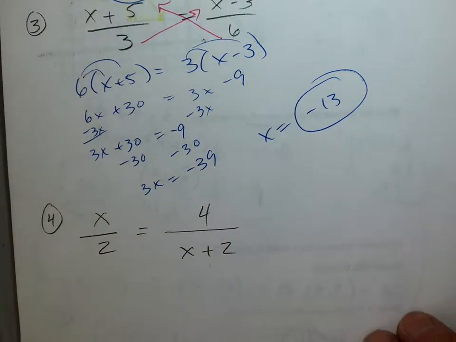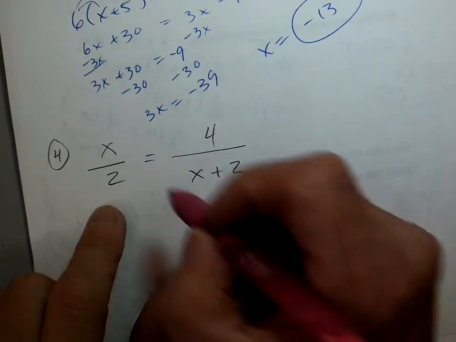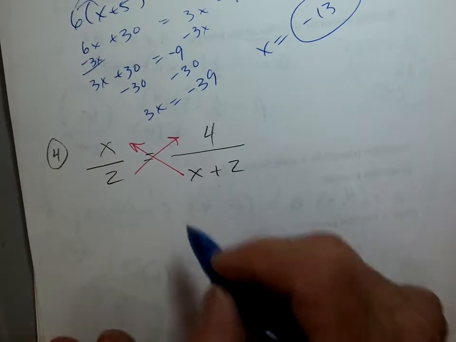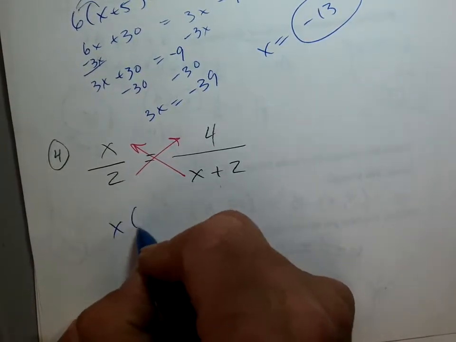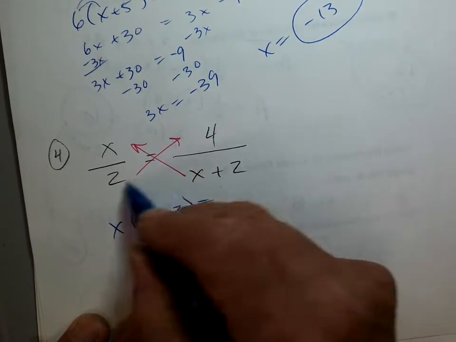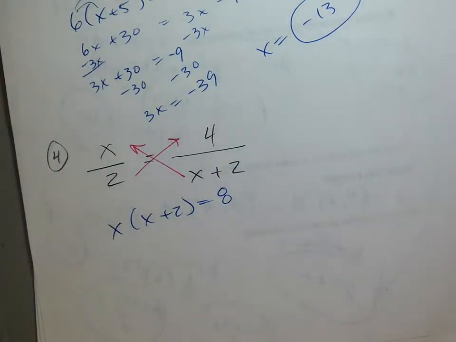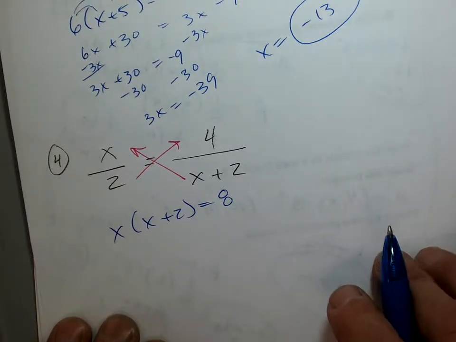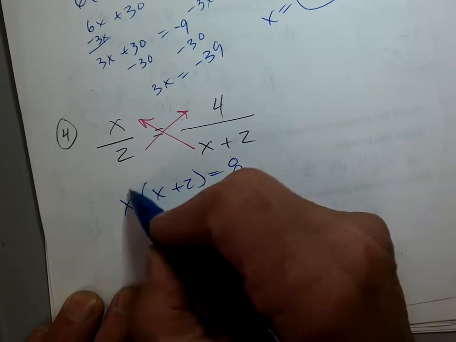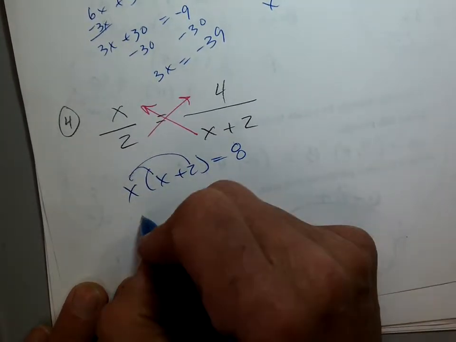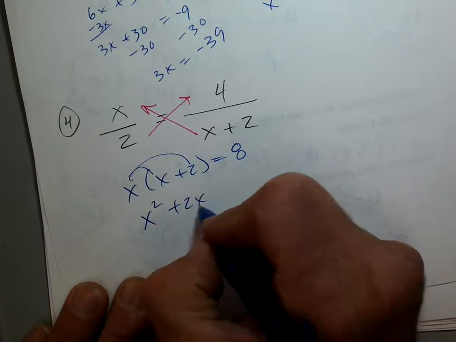How about number 4? Am I going too fast? Okay, cross multiply, right? Fraction equal to a fraction. This times this equals this times this, right? And I'm going to get x times x plus 2 equals 2 times 4, which is 8. Sierra. Sarah, you haven't written anything down. Hannah, you have nothing. This times this times this. x squared plus 2x equals 8.